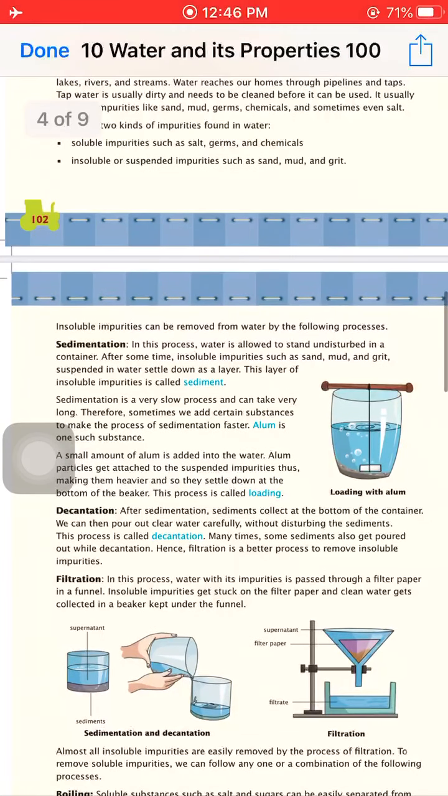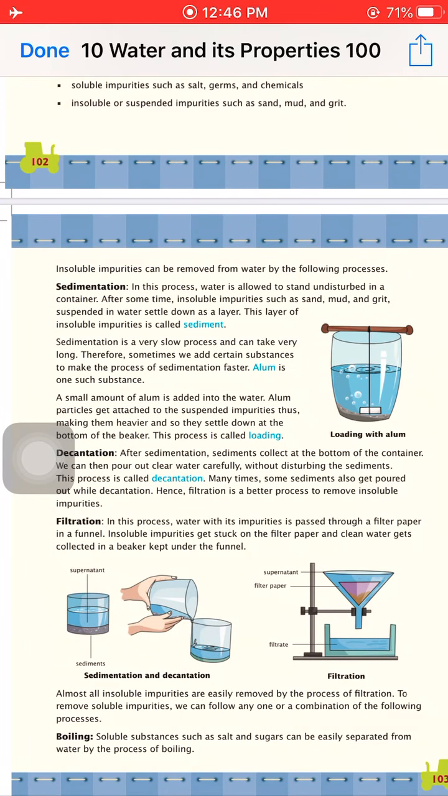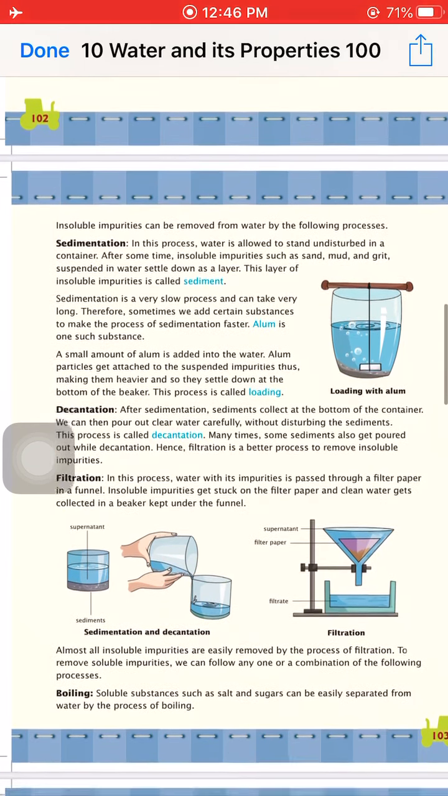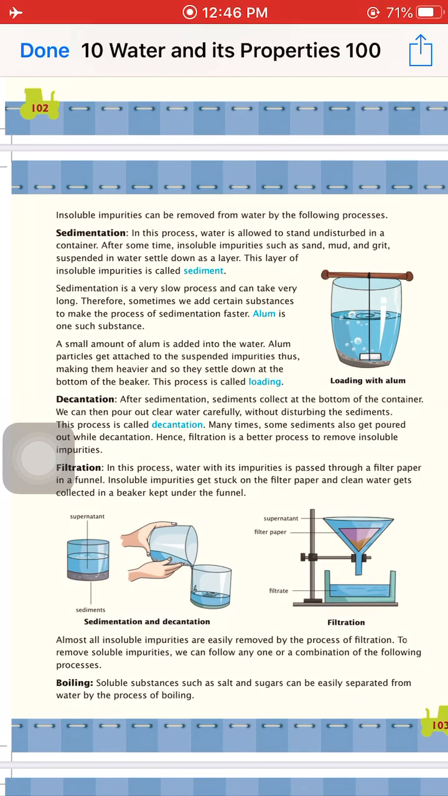Okay. Next is how we can separate out those insoluble impurities from water. So the first process is sedimentation. So what is sedimentation? In this process, water is allowed to stand undisturbed in a container. After some time, insoluble impurities such as sand, mud, grit suspended in water settle down as a layer. This layer of insoluble impurities is called sediment.